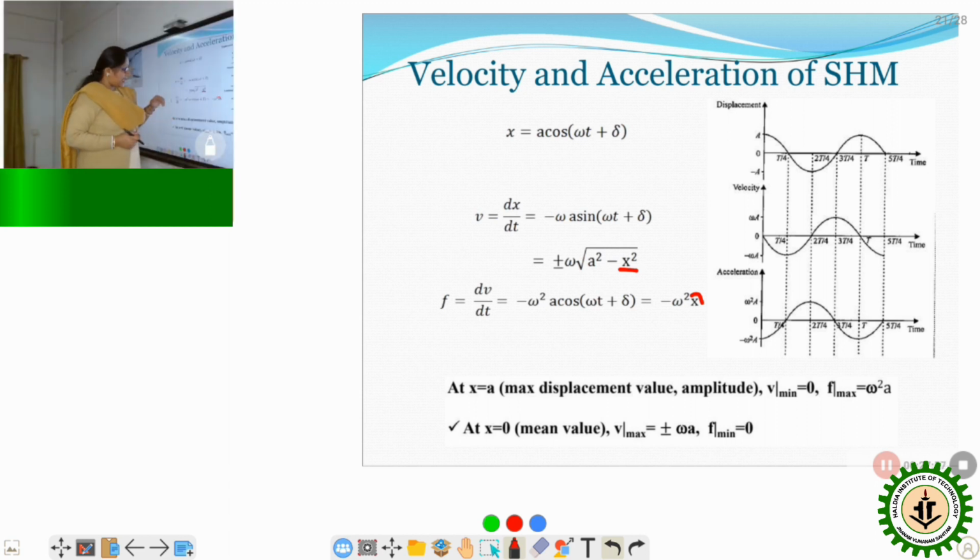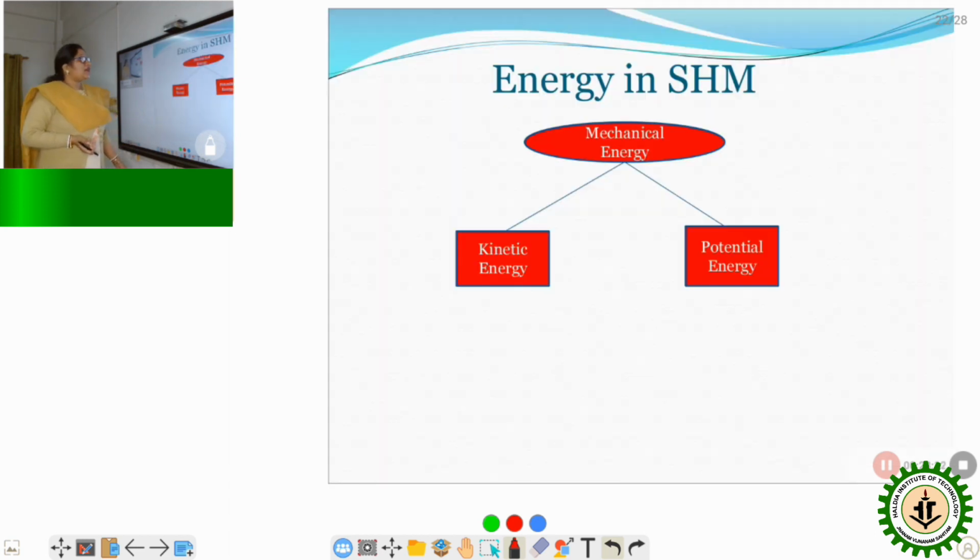And when x equals a, that means when it is the maximum displacement value, the amplitude, if you put x equals a here, you get v is 0, right? And if you put x equals a in f, the acceleration f will be omega square a. That's how we can get the maximum value of the velocity and the maximum value of the acceleration, or minimum value rather. So now the energy part.